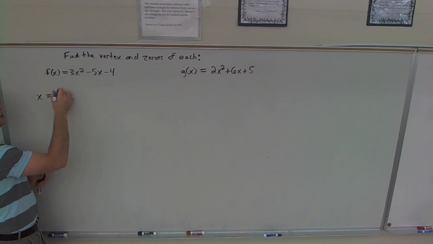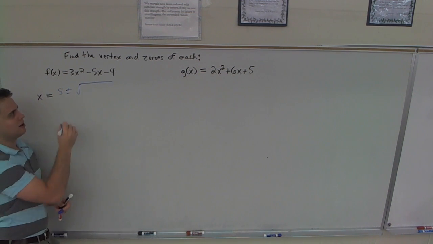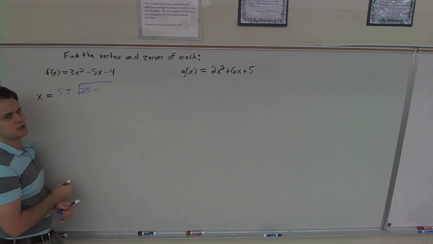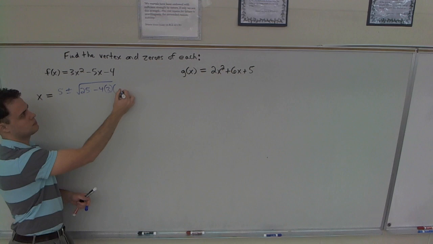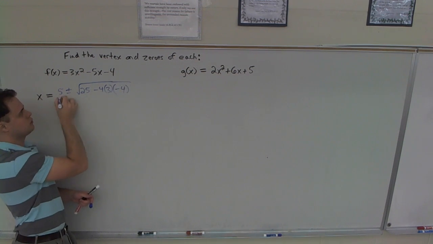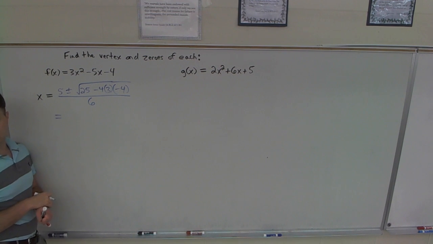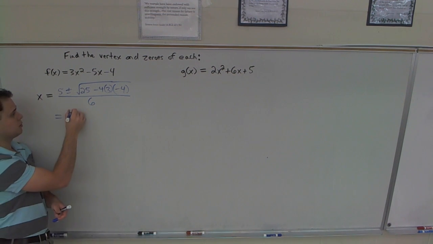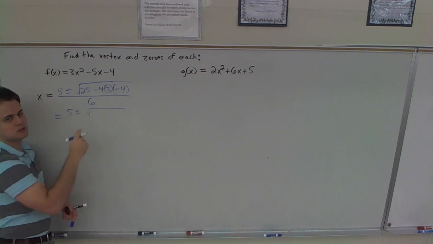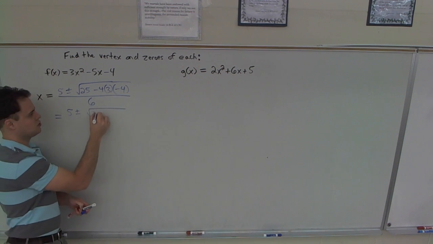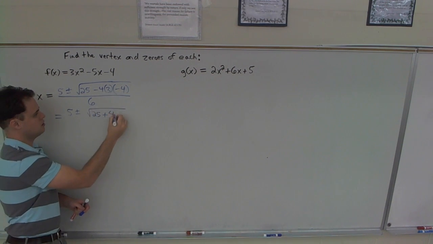So negative b is going to be 5 this time, plus or minus negative 5 squared is 25, minus 4 times 3 times negative 4 over 2 times 3 is 6. Okay, so that's about what I'd expect you to do. Obviously, you're working with this. 5 plus and minus, and you go simplify inside. 2 negatives is positive, so we're going to have 25 plus something. 12 times 4 is 48. Yep.